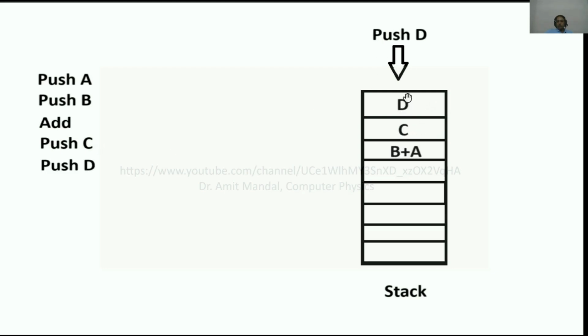Now push D. You can see D is pushed inside. So C has gone below, and B plus A gone below C. Now add. What I told, when I put the opcode, it will perform that opcode on the immediate top two memory elements. So when I write add, automatically it will add the top two memory elements. Since it performs the opcode on the immediate top two memory elements, in case I write multiply, automatically it will do D plus C into B plus A.